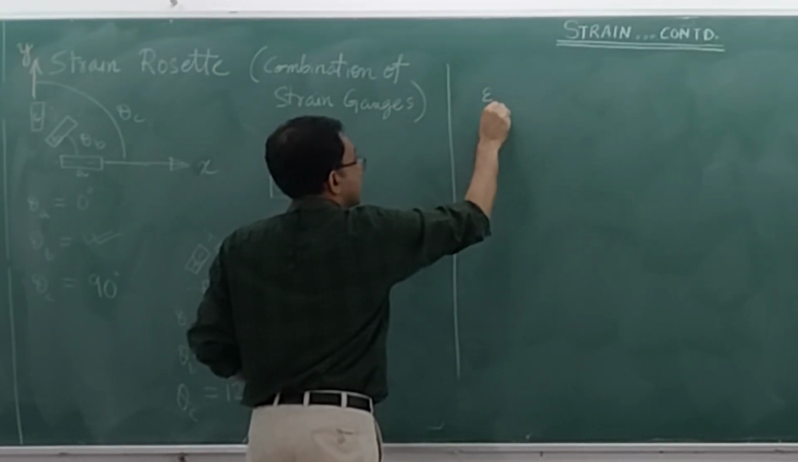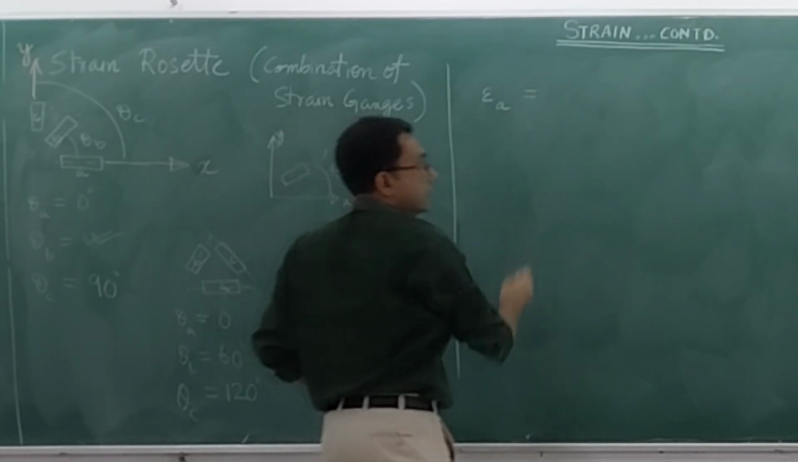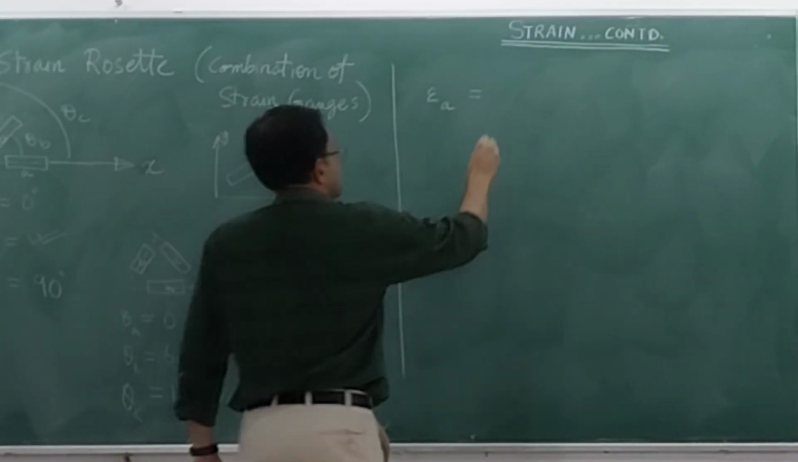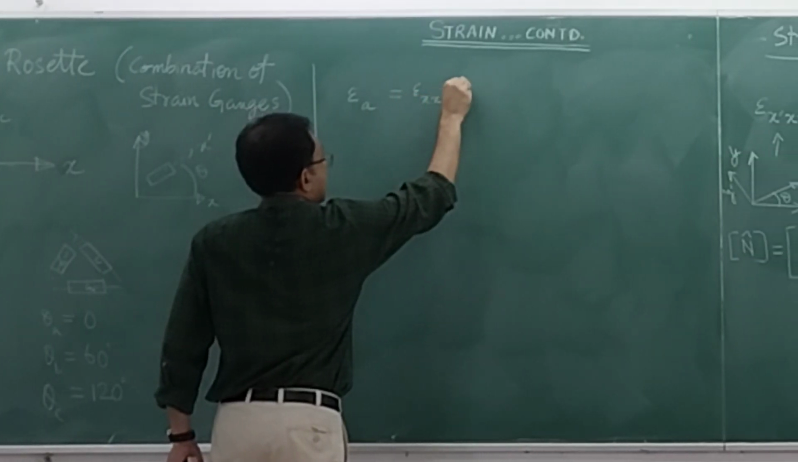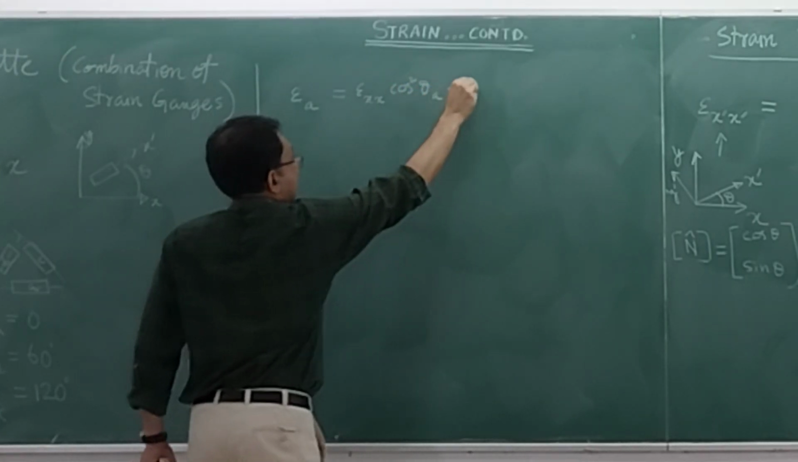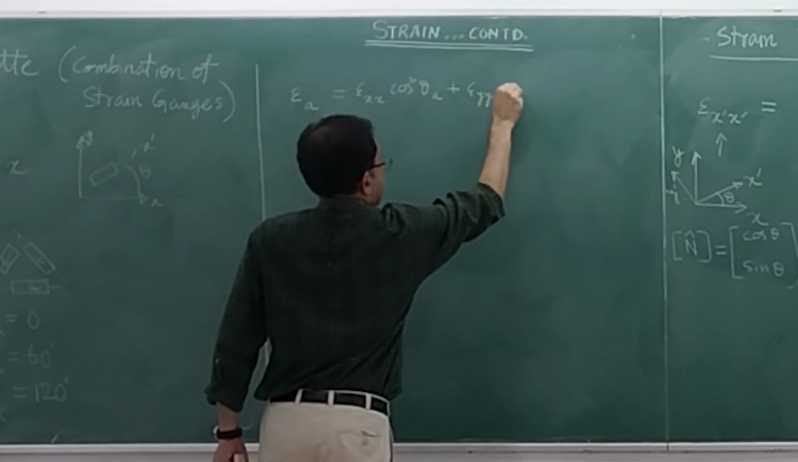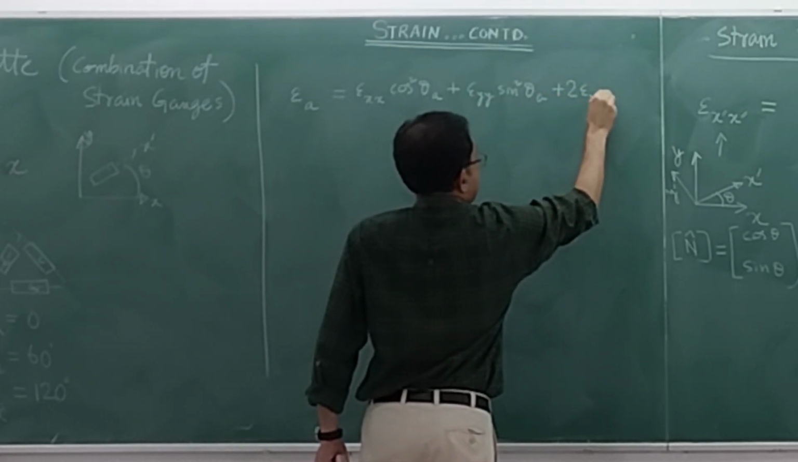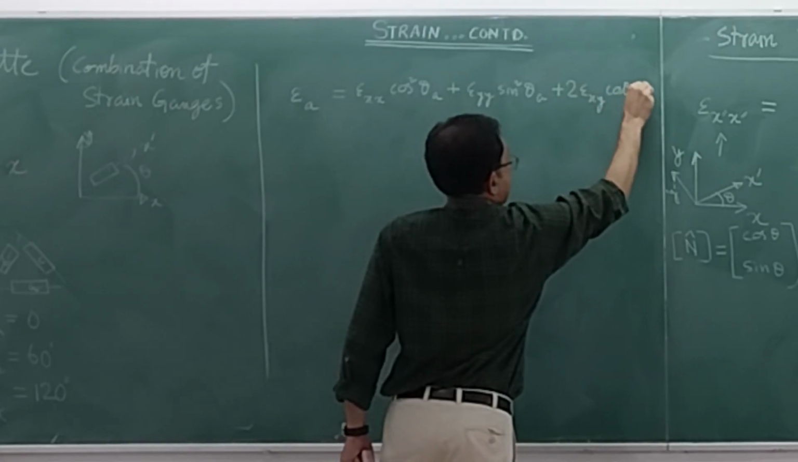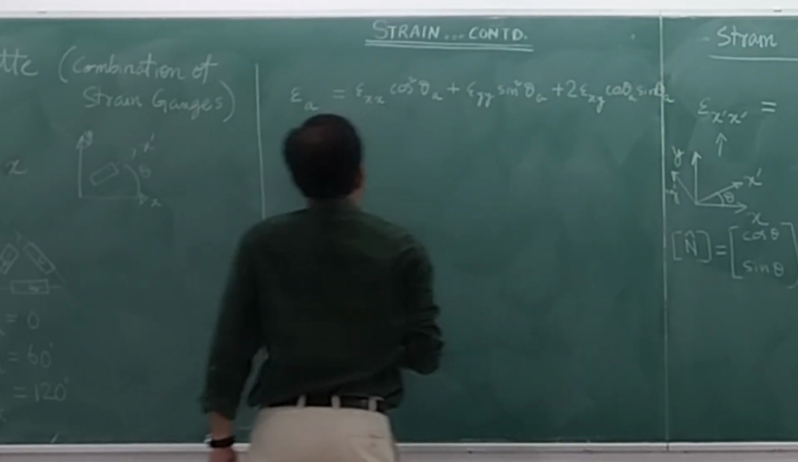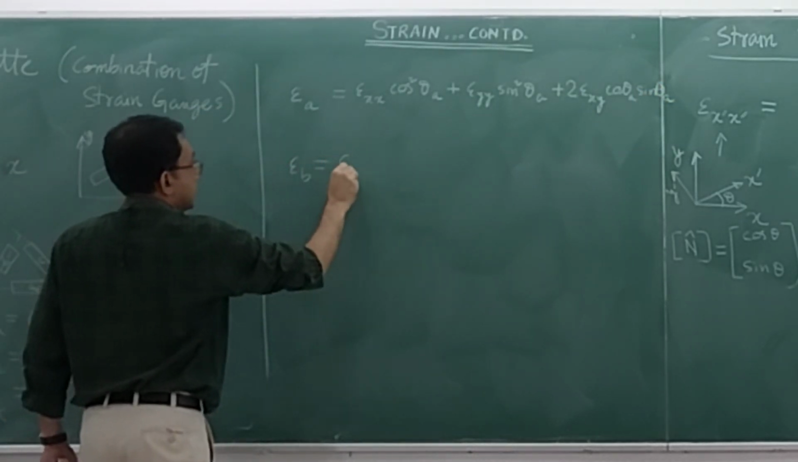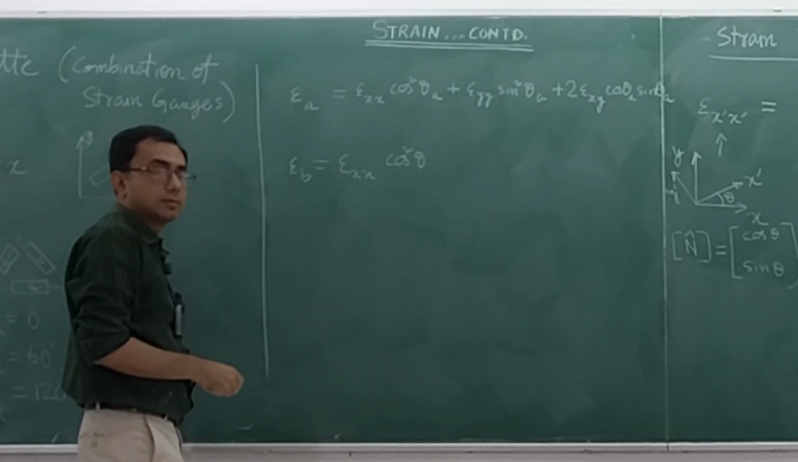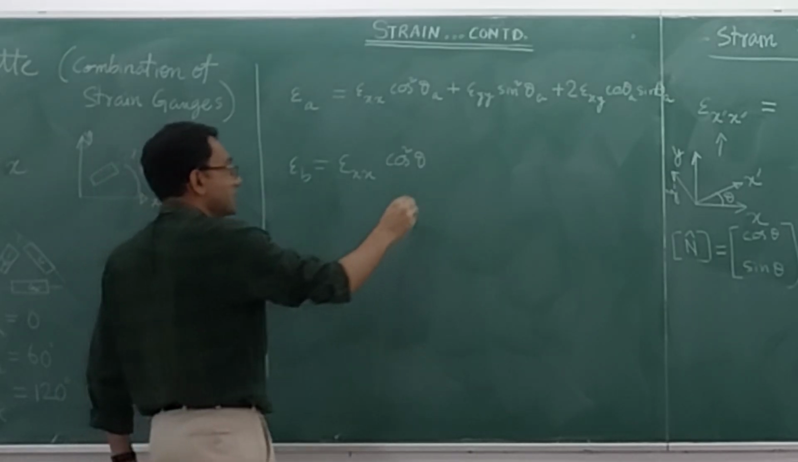In general, for epsilon A, we are going to use this formula, the epsilon x dash formula. Epsilon b will be, tell me what is this? Cos square theta b. Don't be afraid. Cos square theta b.